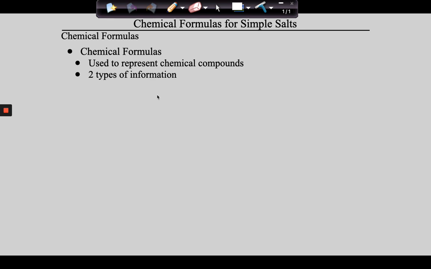And guys, they communicate two types of information. They tell us what and they tell us how many. They tell us the composition of a compound, and then they tell us the ratio of the elements in that compound.